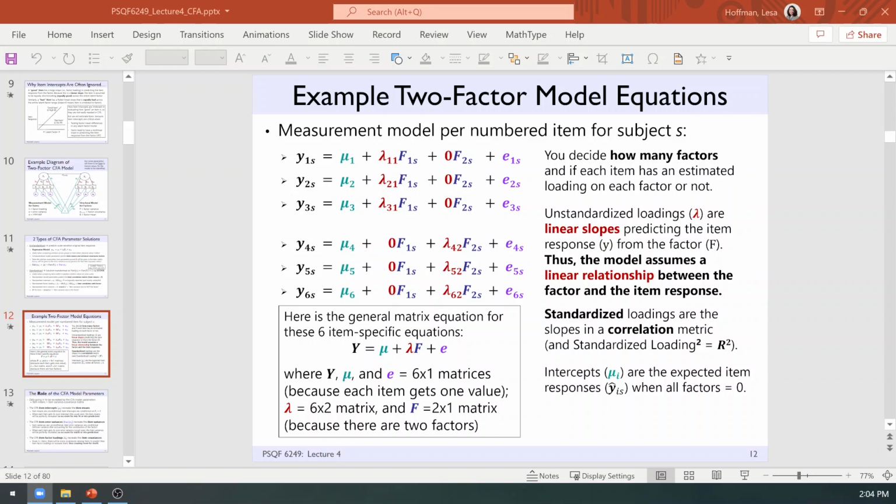One key difference between EFA and CFA is that CFA can be disconfirmed. Yes, CFA is a disconfirmable framework in which you can put forth your idea as to how these items are related, basically what they are measuring, and that in turn predicts the type of relationship, and you can see the extent to which you're right or wrong.